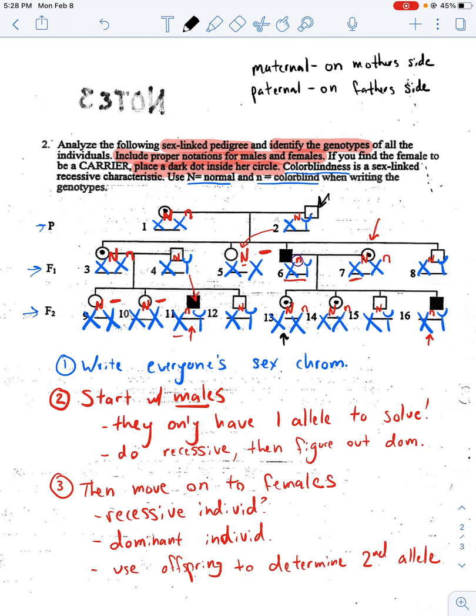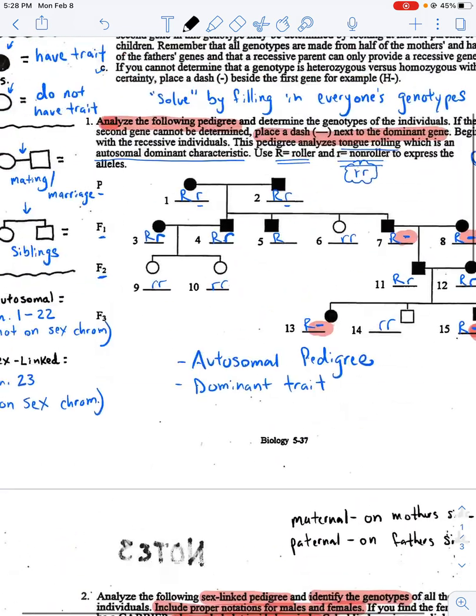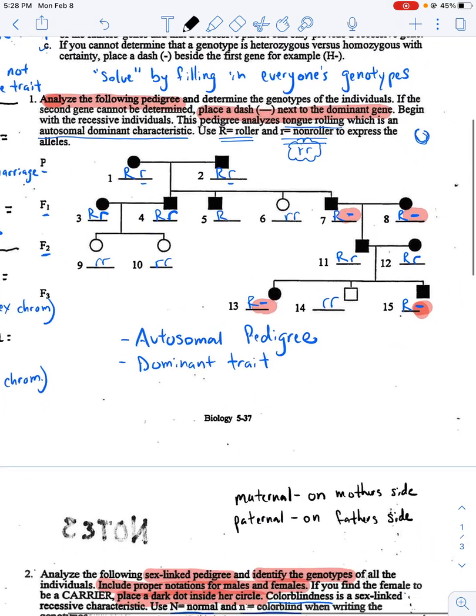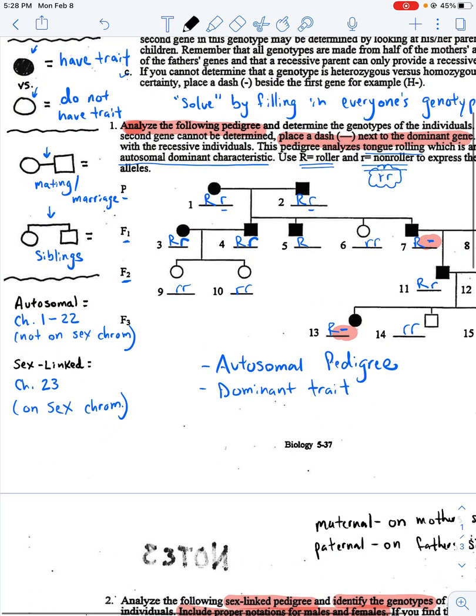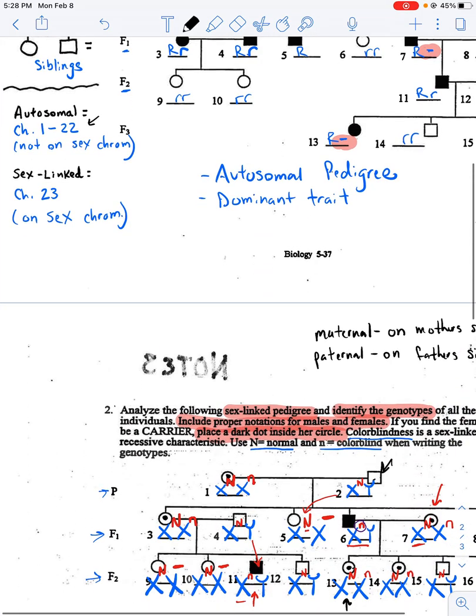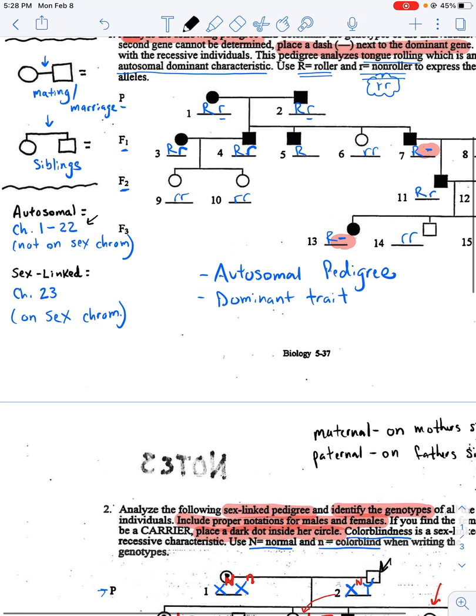And that is it. So we've just gone over sex-linked pedigrees and autosomal pedigrees. A reminder, autosomal pedigrees are on chromosomes 1 through 22, not involving the sex chromosomes. And sex-linked pedigrees, like on the second page, are found on the 23rd pair, the XX or XY. And that is it.